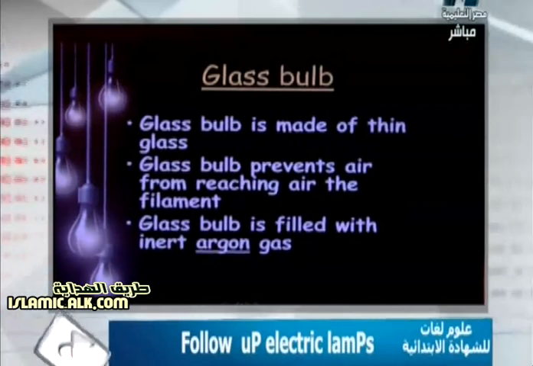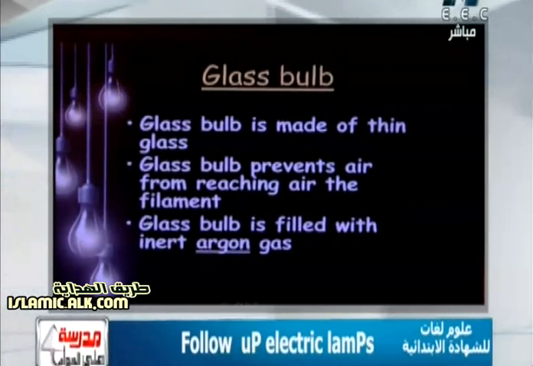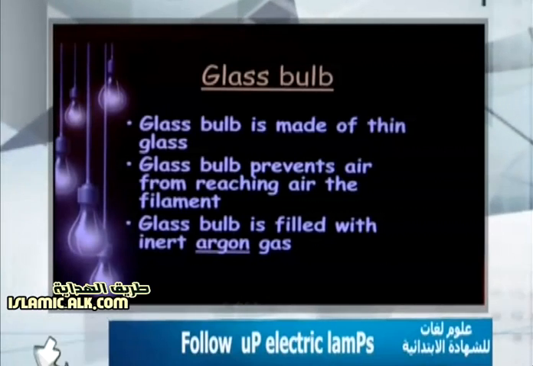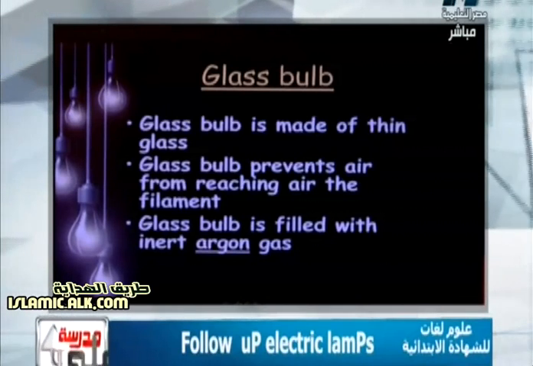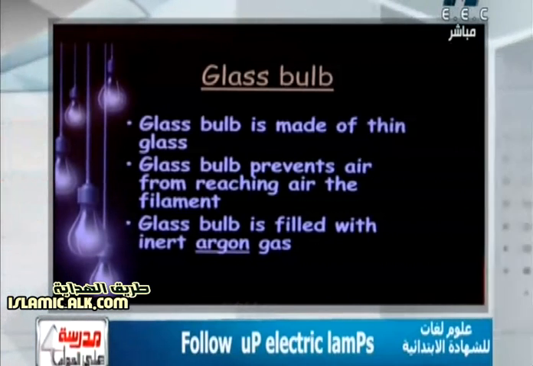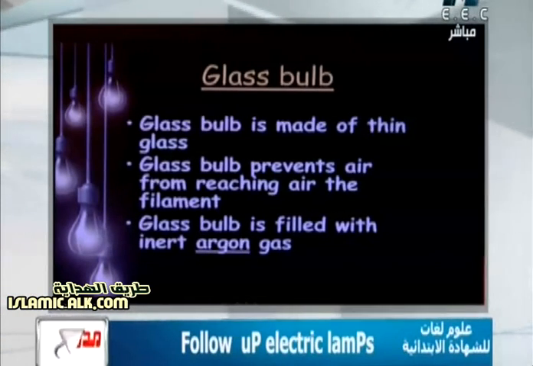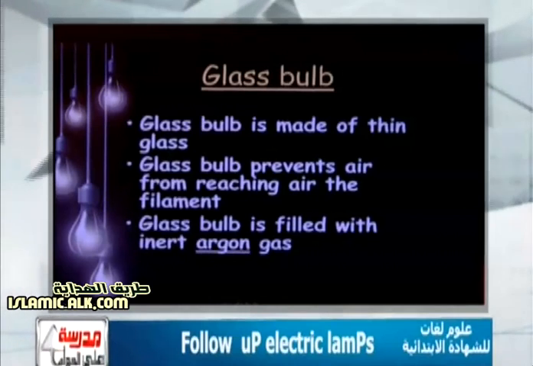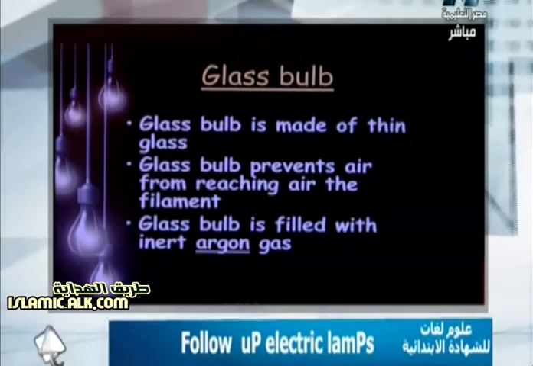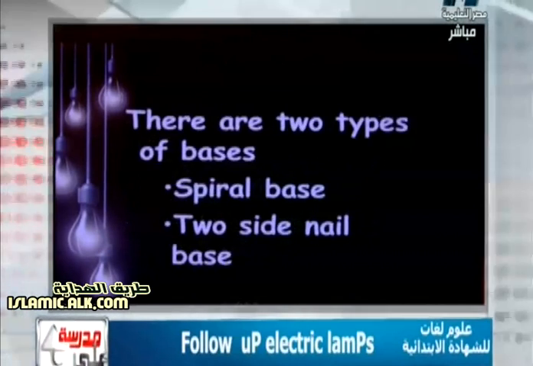Another part of the lamp is the glass bulb. The glass bulb is made of thin glass. The glass bulb prevents air from reaching the filament. Also, the glass bulb is filled with inert argon gas. Inert argon gas prevents burning, or prevents the combustion process, because it's an inert gas.